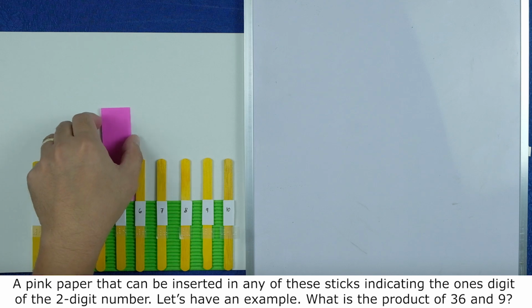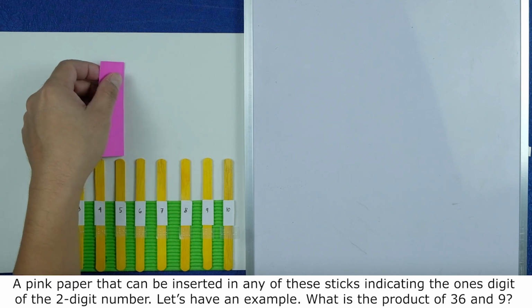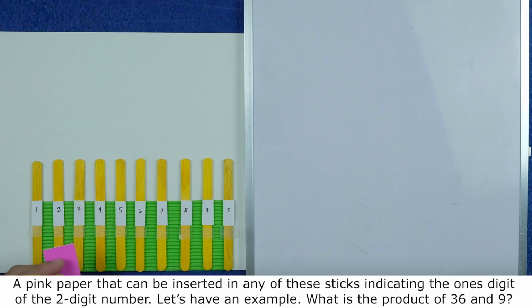A pink paper is used to indicate the ones digit of the two-digit number, and you can insert this paper on any of these 10 popsicle sticks.